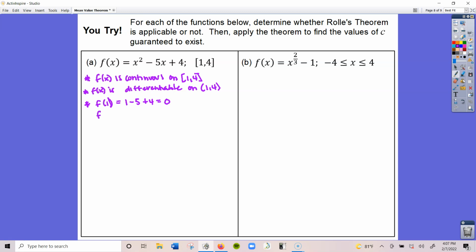Now I'm going to find f of 4. 4 squared is 16, minus 5 times 4 is 20, plus 4. 16 minus 20 is negative 4, plus 4 is 0. Now it just so happens that coincidentally, both this example and the previous, those function values both equal 0. But they could equal anything. As long as they are the same number, then we can confidently say that Rolle's theorem is applicable.